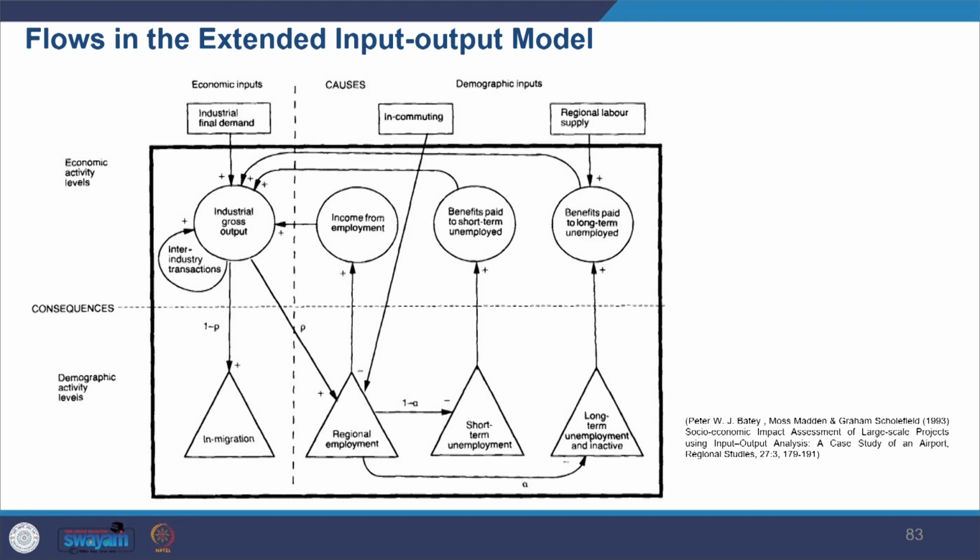So you look at that. Here you can see the input-output, how they are working it out. In this example, you can see input-output analysis used to look at the socioeconomic impact from the airport project. You can see how they are assessing here: economic input, industrial final demand. So what kind of demand would be there? Industrial gross output will happen.